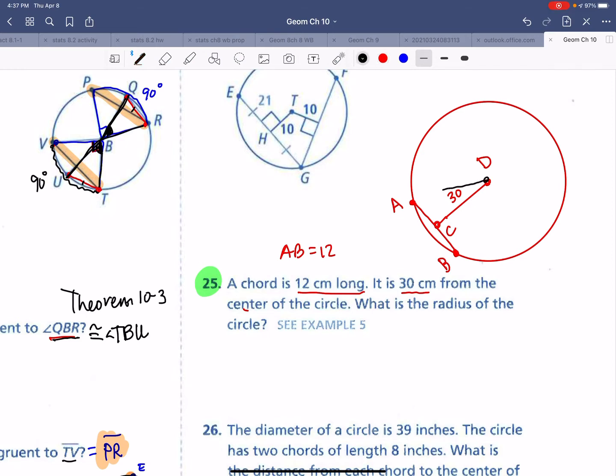Okay, so we can draw in a radius, and we know that's a perpendicular bisector. So if this whole thing is 12, this is 6, right? And we can solve for the radius. So we'll call that A, and we'll call 30 B, and the radius we can call C.